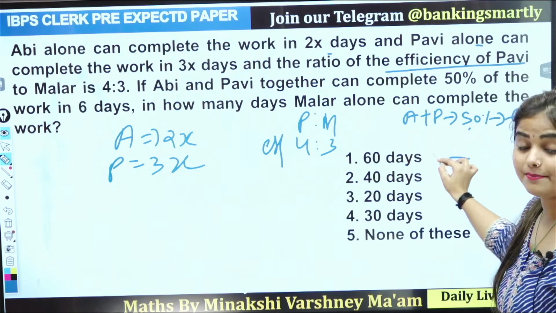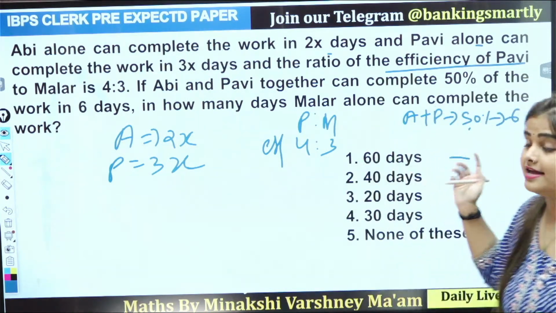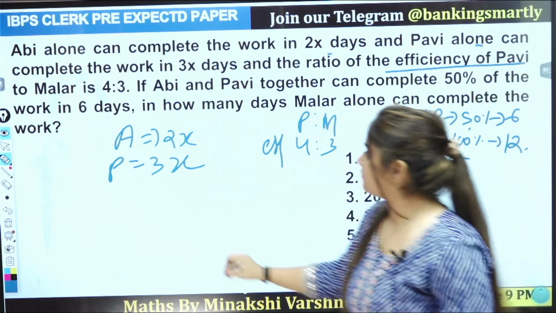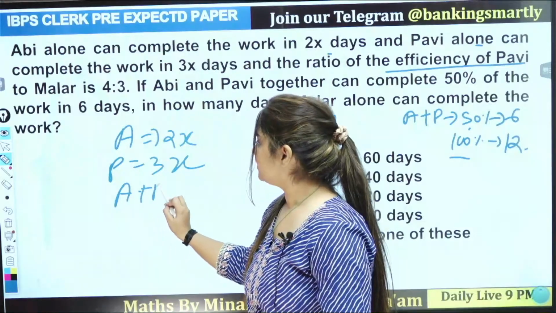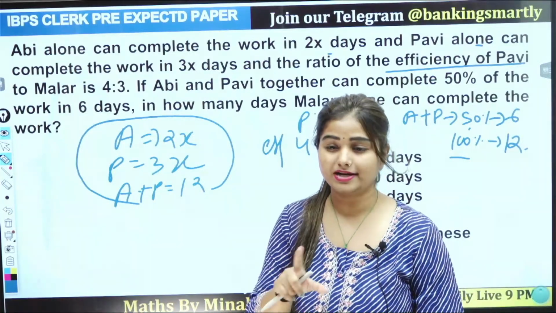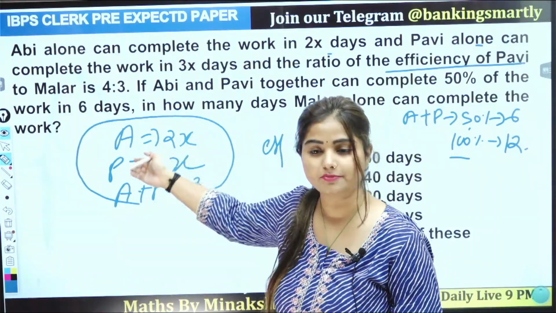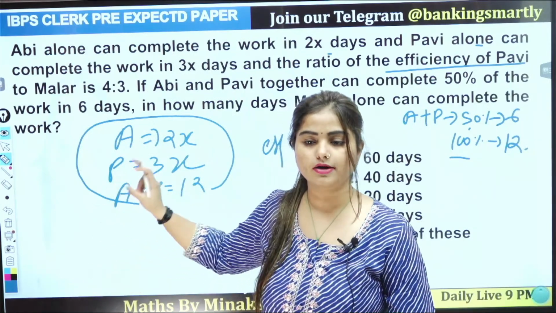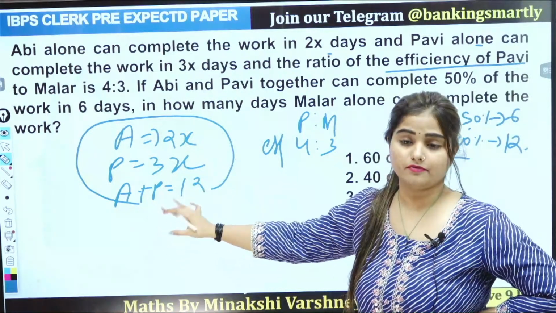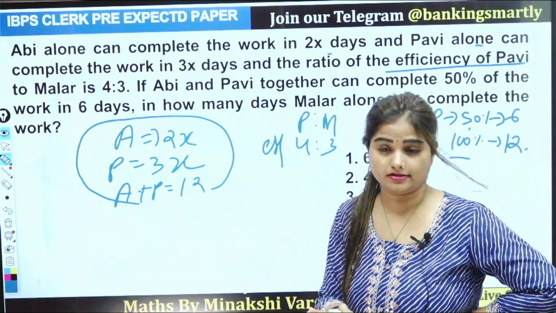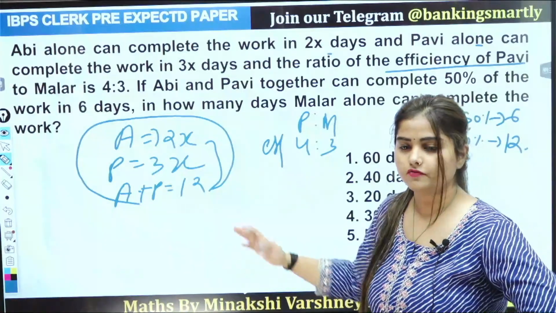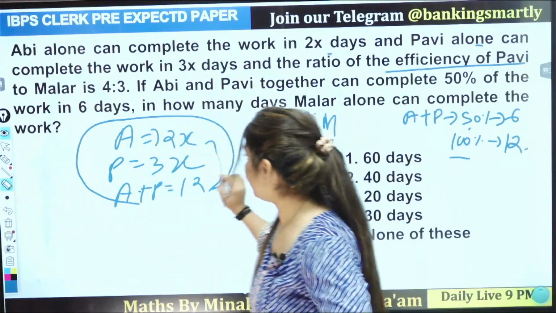That means they are completing half the work in 6 days. That means they are doing the complete work in double the days, 6 2s are 12 days. So Abhi and Pavi are doing the work in 12 days. I am doing these kinds of things only for your understanding, guys, but in the exam hall you don't have so much time to write these things. You have to do A plus P is equal to 12 days. You can go with your fraction method here, because we can't use the LCM method, we can't find the total work.